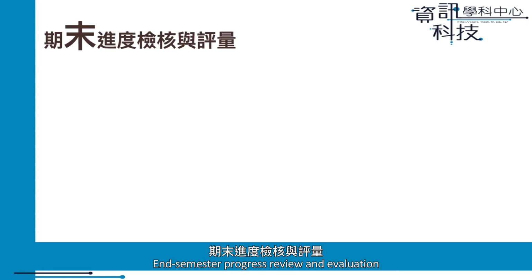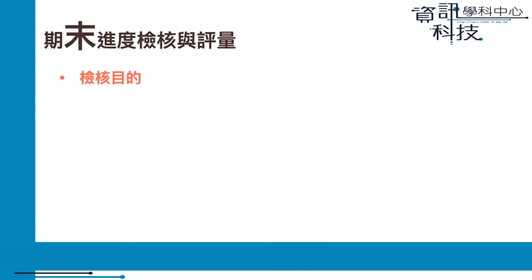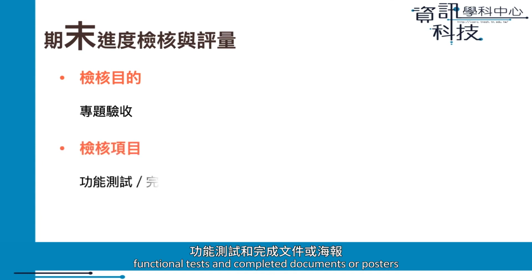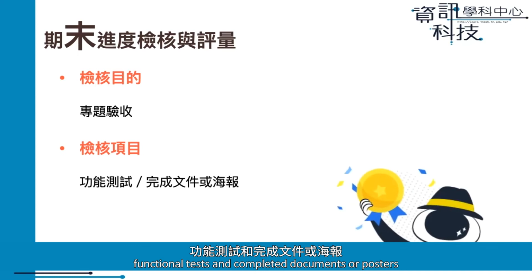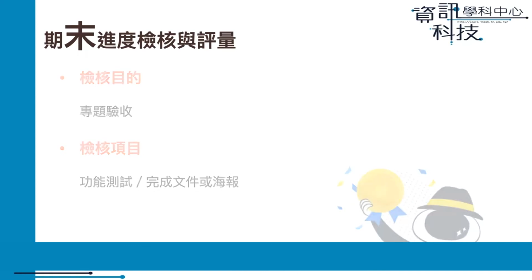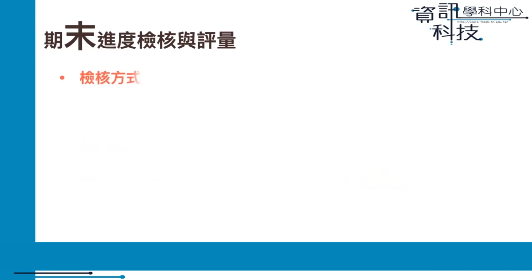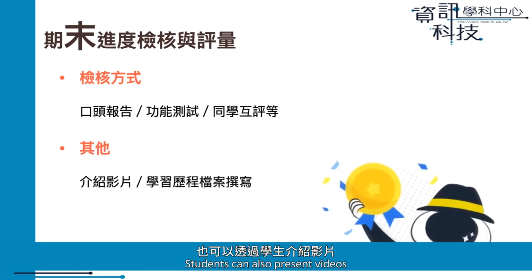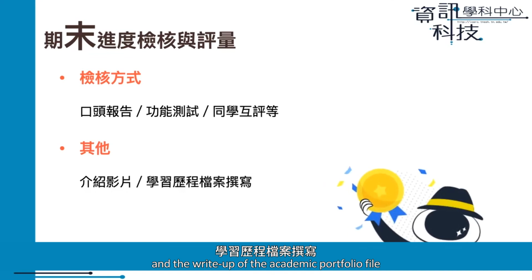In-semester progress review and evaluation. The objective of the review is assessing the project and presenting the final results. The reviewed items include functional tests and completed documents or posters. The methods of review include oral presentation, functional tests, and peer reviews among classmates. Students can also present videos and the write-up of the academic portfolio file.